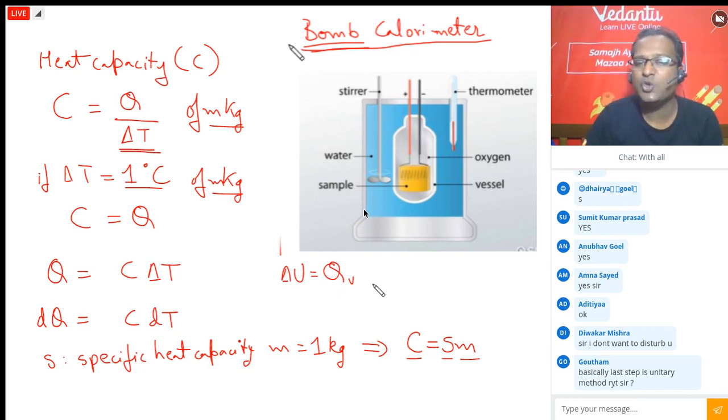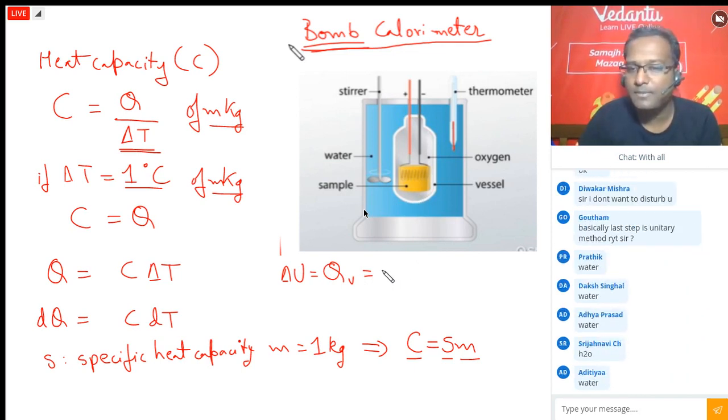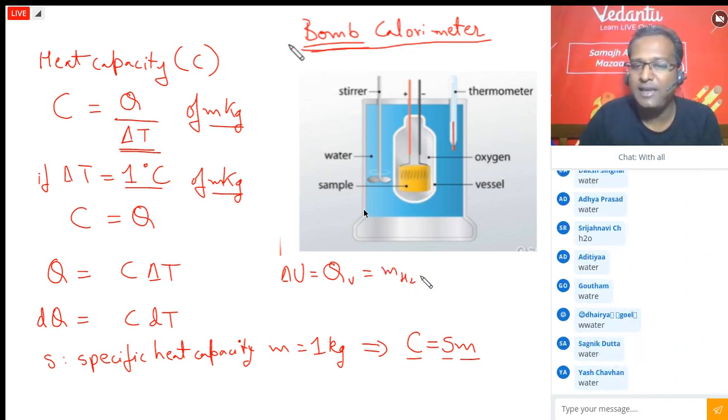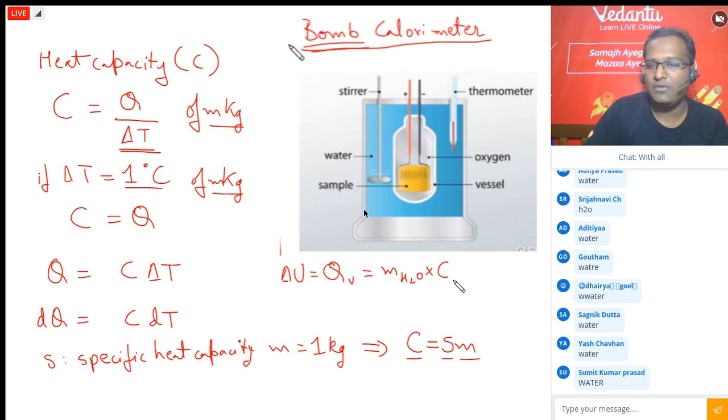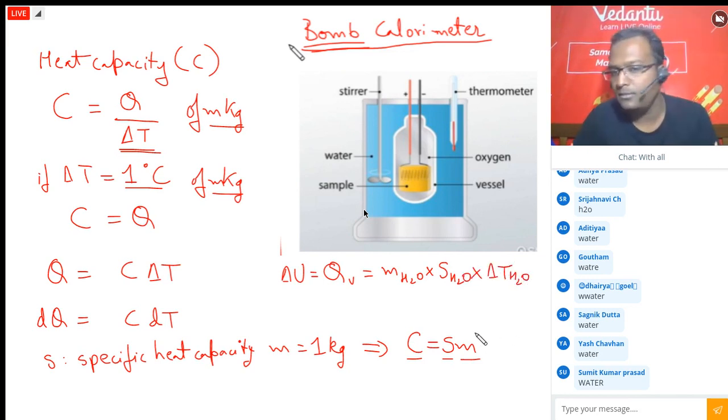Who received this heat in this calorimeter? Water. So I will write it as m of H2O into S of H2O into the delta T of H2O, right?